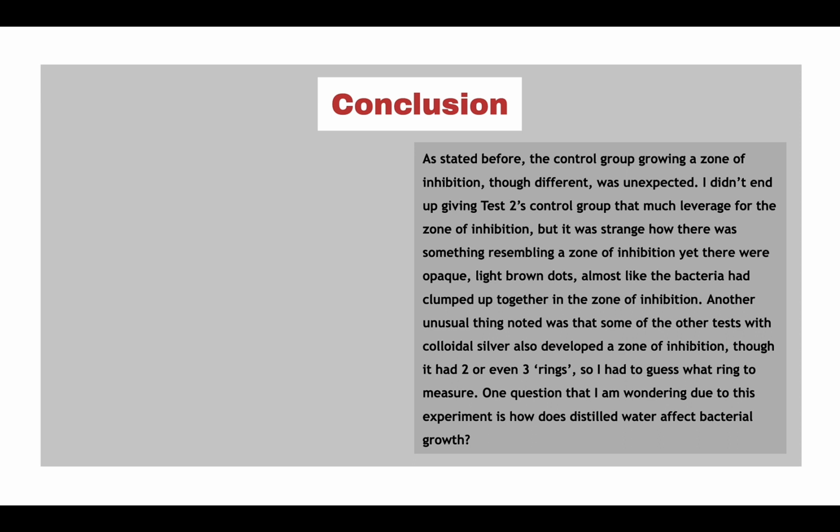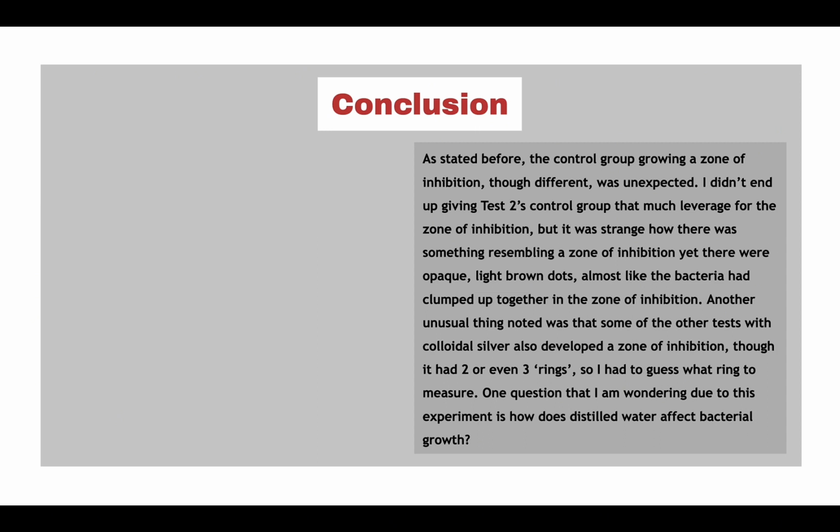This is part 2. As stated before, the control group was growing a zone of inhibition, though different, which was unexpected. I didn't end up giving the test group's control group that much leverage for the zone of inhibition, but it was strange how there was something resembling a zone of inhibition, yet there were opaque, light brown dots, almost like the bacteria had clumped together in the zone of inhibition.